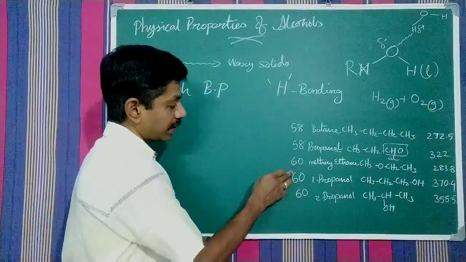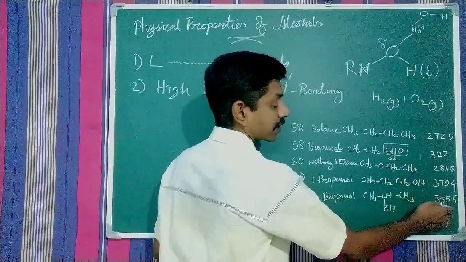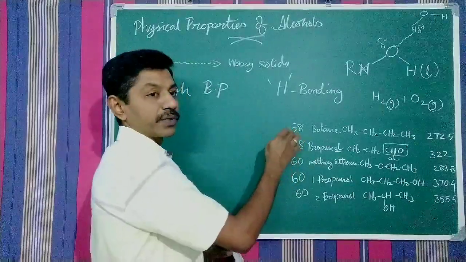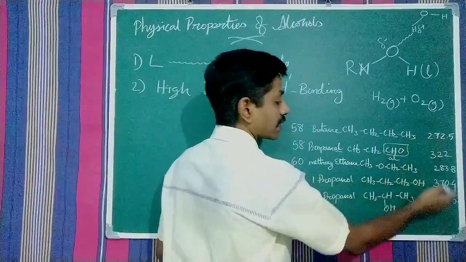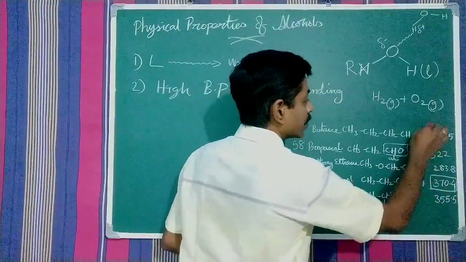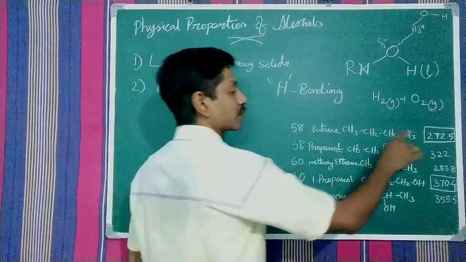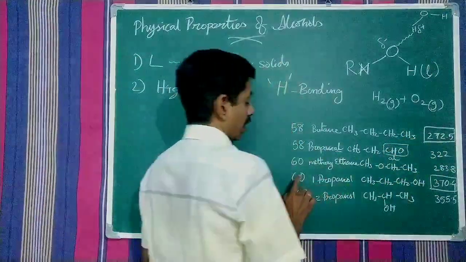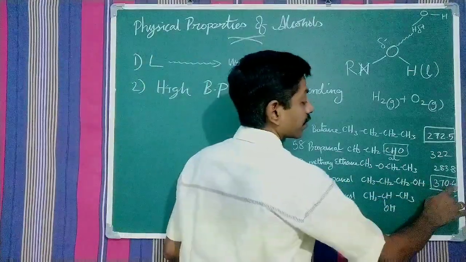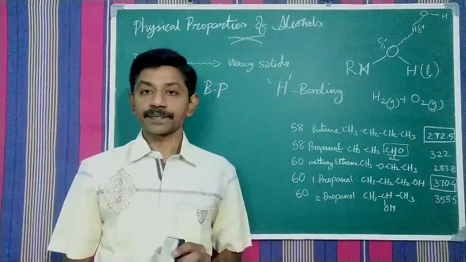All of these compounds have the same molecular mass, but look at how the boiling points differ. Here again there is only a little difference, just two. There, a drastic change. Let us consider only these two. One is butane, with almost the same molecular mass, boiling at 272.5, and 1-propanol is at 375, approximately a 100 difference in boiling point.